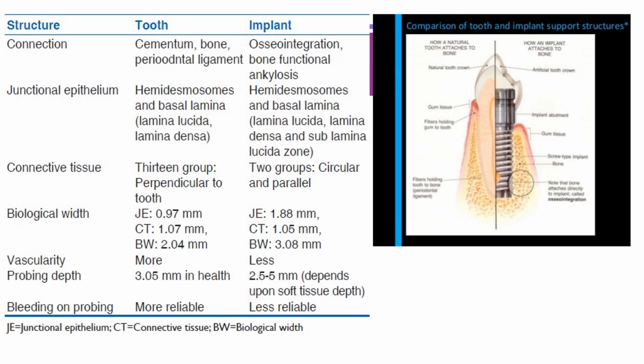So when we talk about the differences between the natural tooth and the implant, you can define it according to the structure: the connection, junctional epithelium and connective tissue, biological width, vascularity, probing depth, and bleeding on probing. Bleeding on probing will be more reliable in the case of the tooth surface, whereas on the implant surface it will be less reliable. The probing depth in health will be 3 mm in the case of a tooth, whereas for an implant it will be 2.5 to 5 mm. So that is there, and we move on to the next slide.